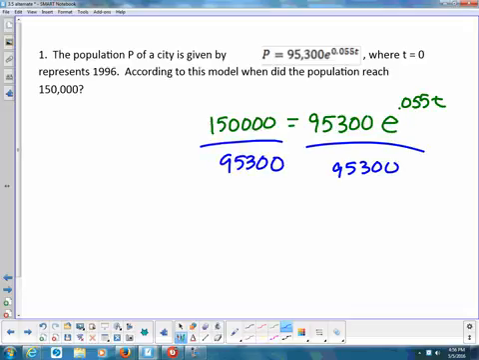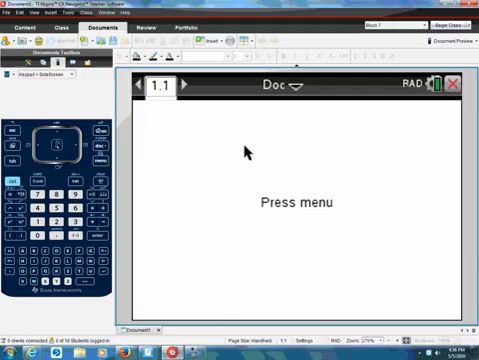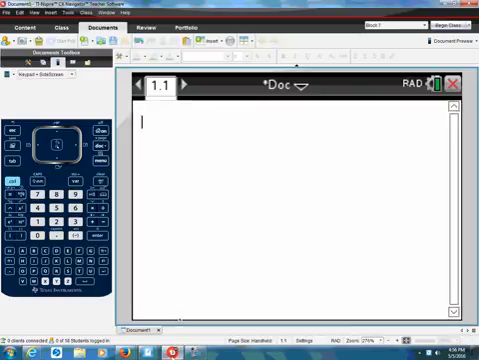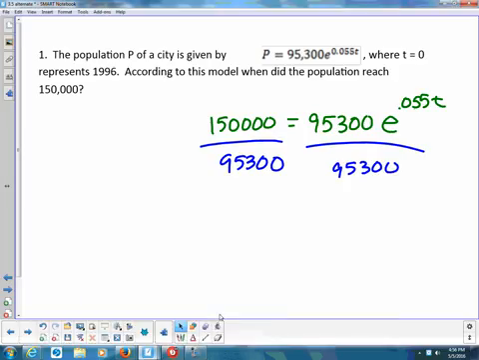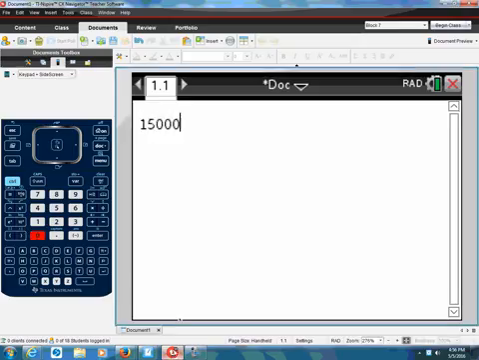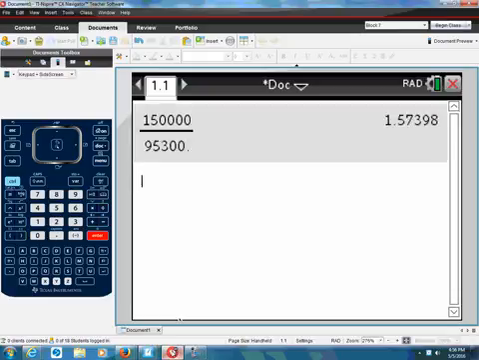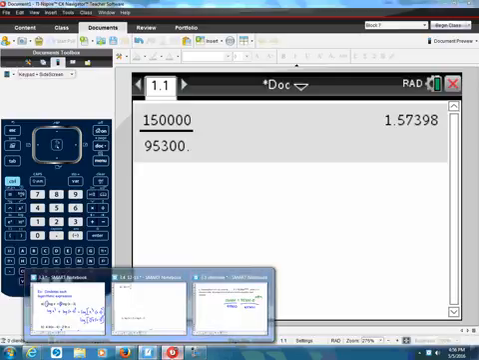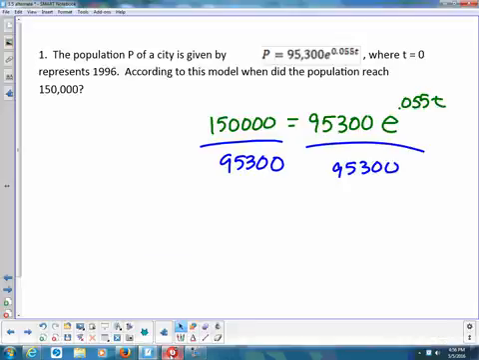This is a real-life problem, so it's okay to get a decimal value. So 150,000 divided by 95,300. I'm getting 1.574. I'll say 1.574 for this.